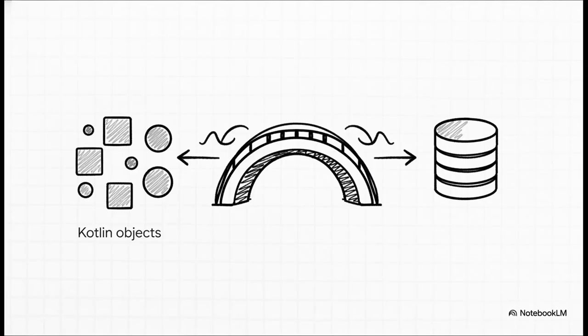So, the magic behind all this has a name. It's called an Object-Relational Mapper, or ORM for short. And this slide shows you exactly what it does. It's a bridge. On one side, you have your nice, familiar Kotlin objects that you work with every day. On the other side, you've got the relational database speaking its own language of tables and columns. The ORM, in our case, Room, is the bridge that connects these two worlds, so you never have to deal with the raw, complex database commands.